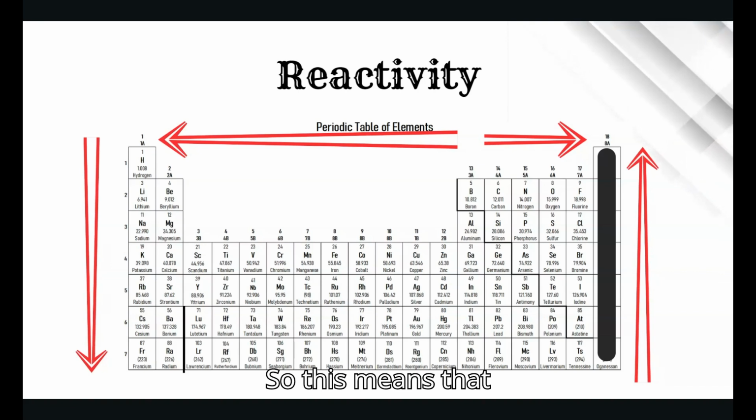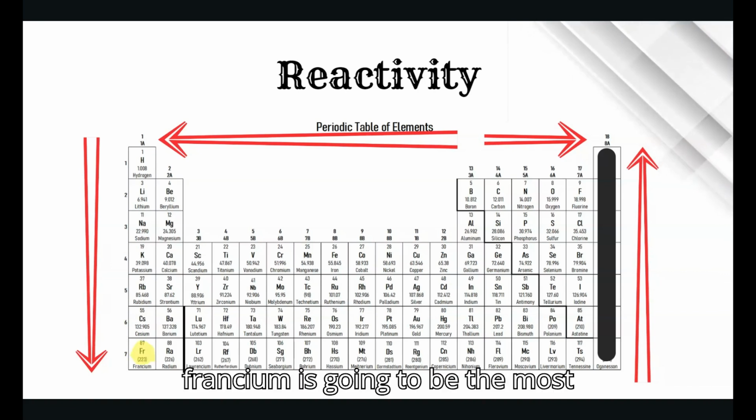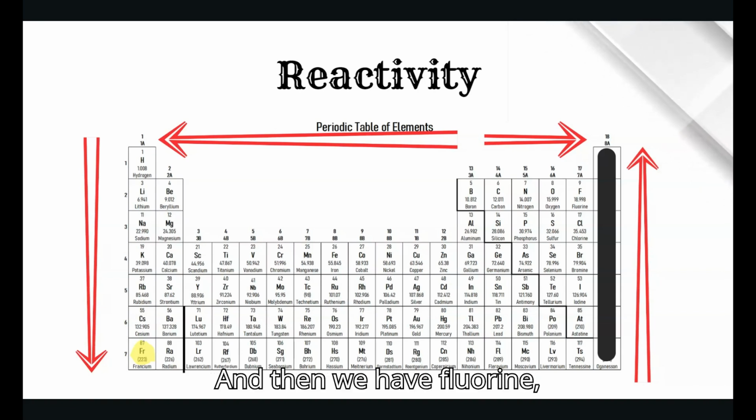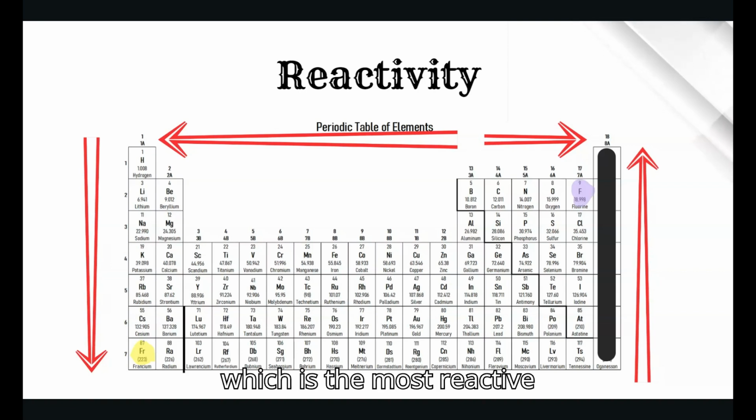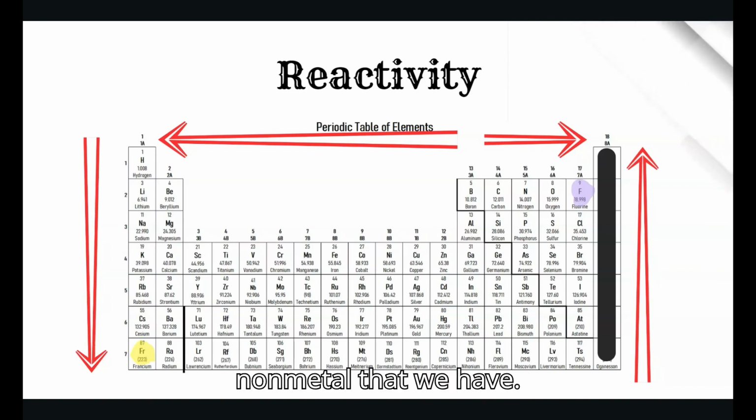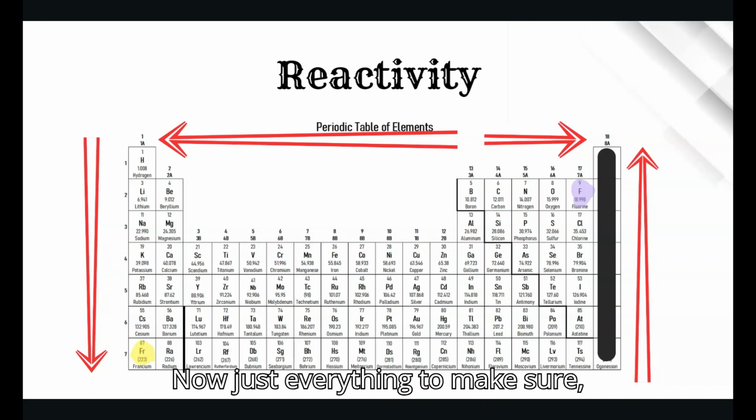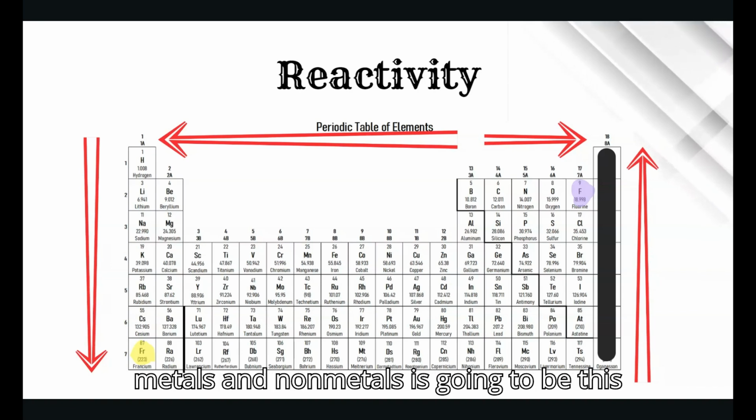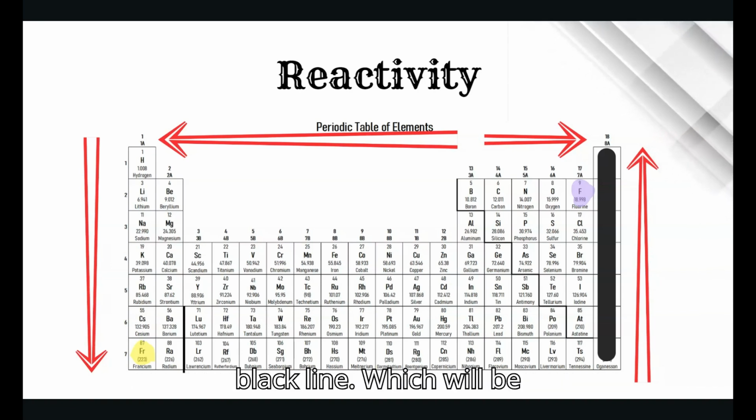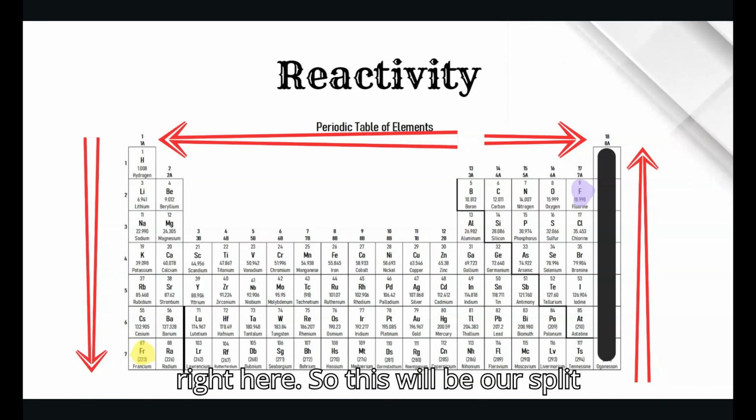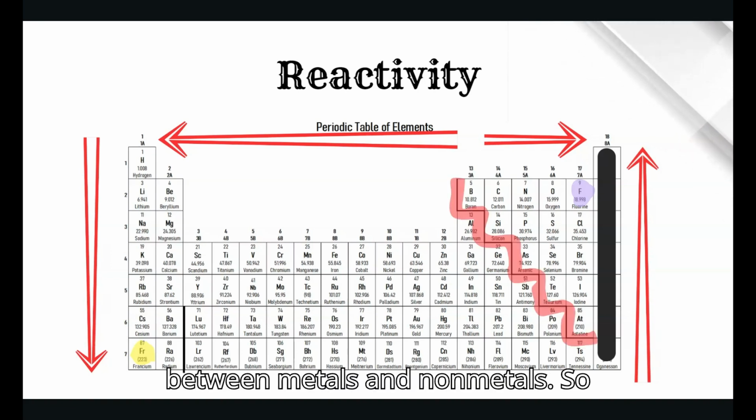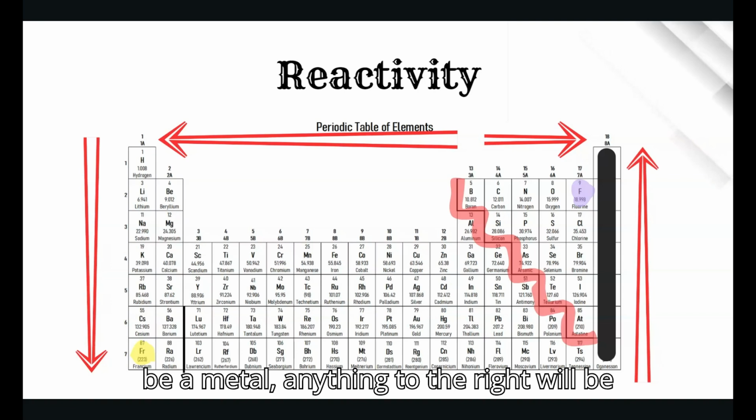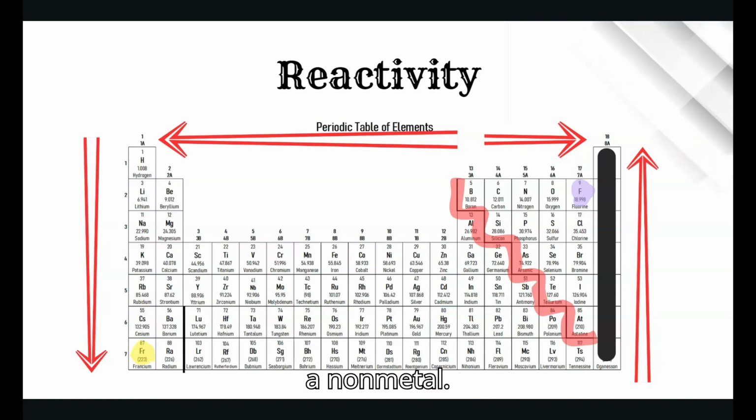This means that francium is going to be the most reactive metal that we have, and fluorine is the most reactive non-metal that we have. Just to make sure, remember that our split between metals and nonmetals is this black line, which will be right here. So anything to the left of that is going to be a metal, and anything to the right will be a nonmetal.